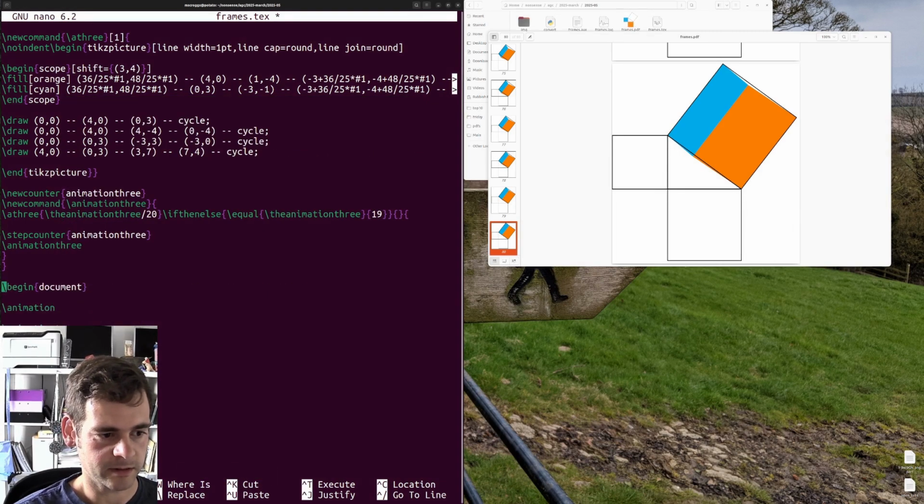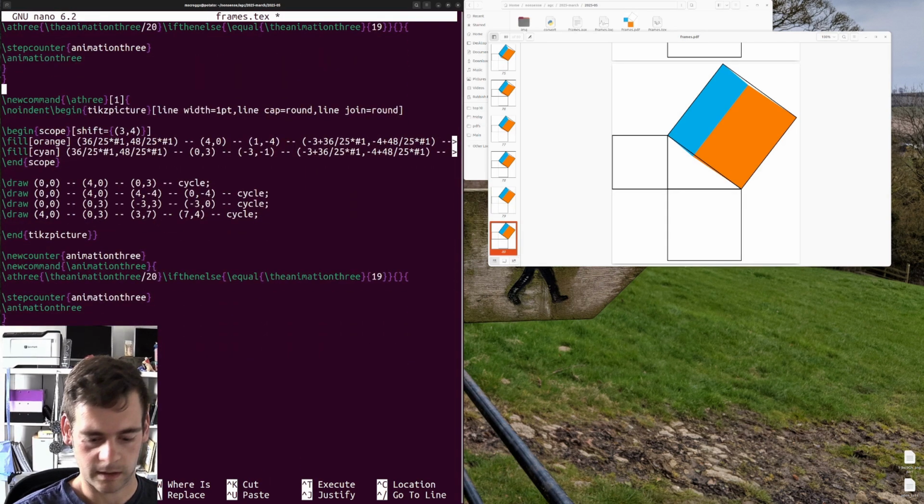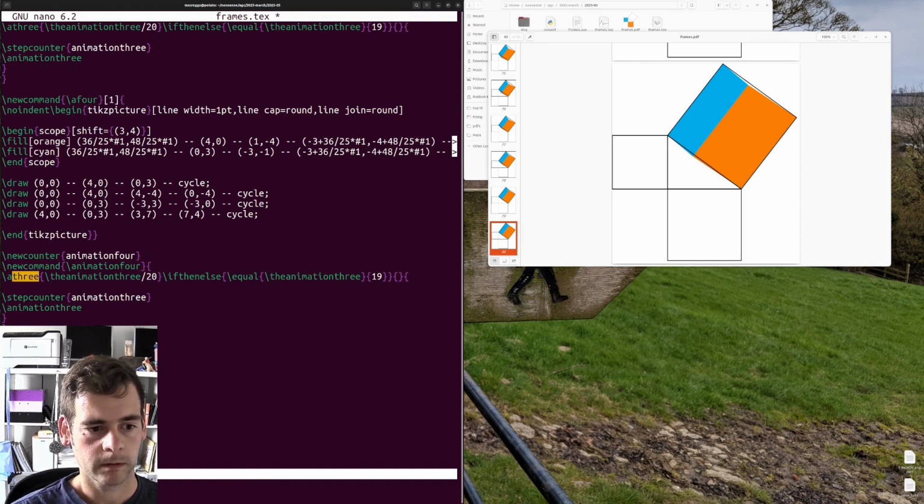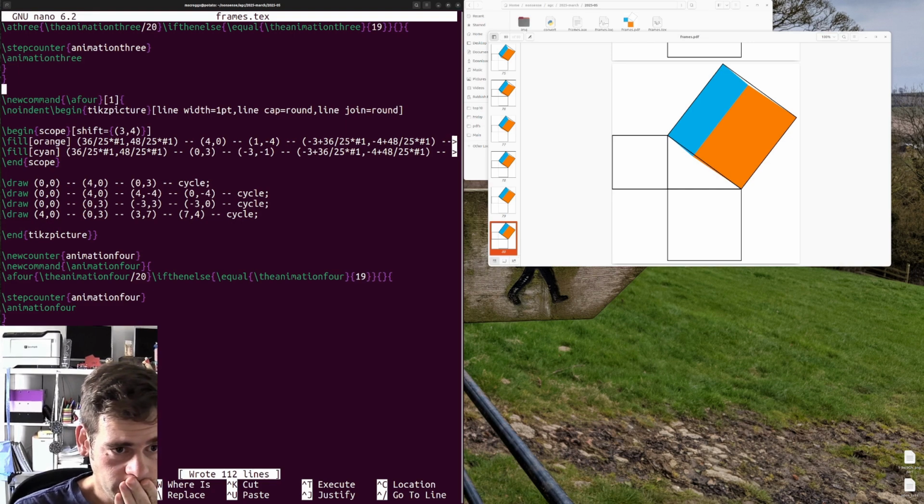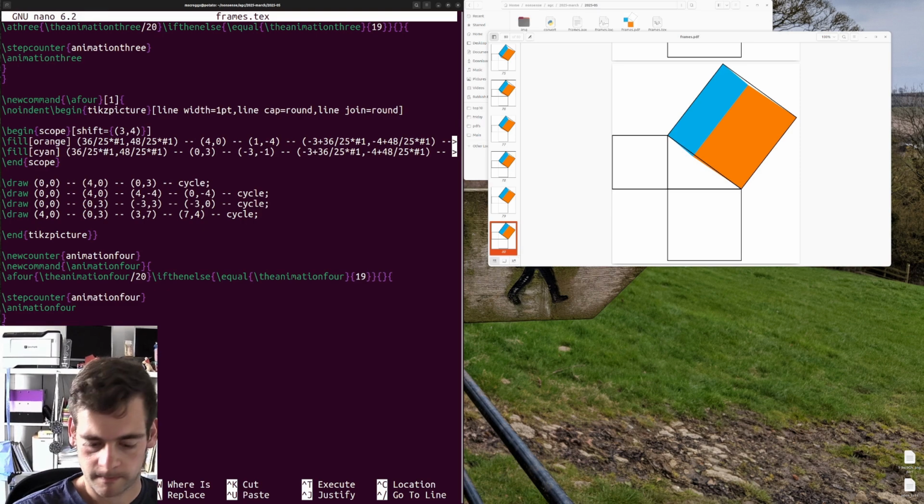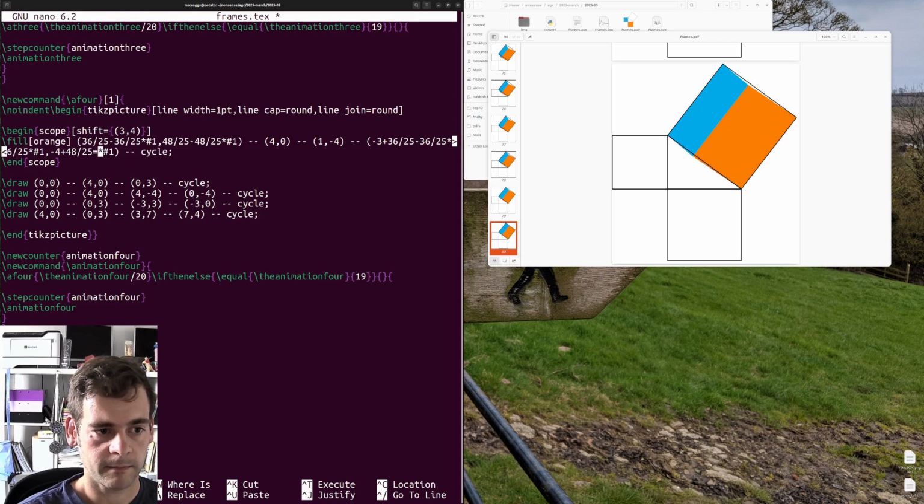I'm gonna have to make copies of all these animations and do it the long-winded way. That's fine. So let's make a copy of A3. Change all the 3s to 4s. Then I want to replace this with 1 minus this. So it's going to be that minus, that minus, that minus, that minus, and then similarly we want that minus, that minus, that minus, that minus.